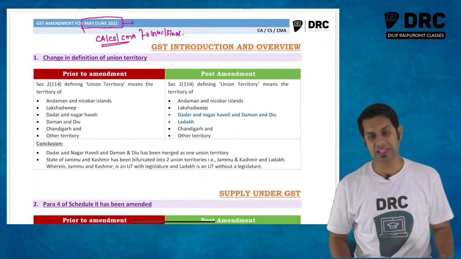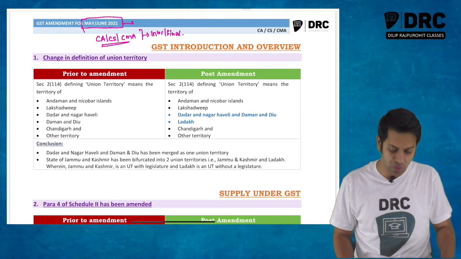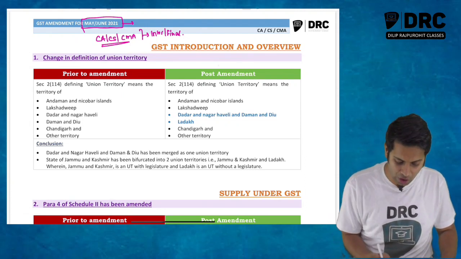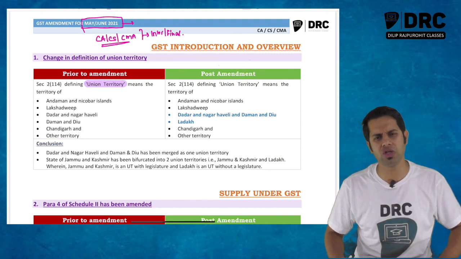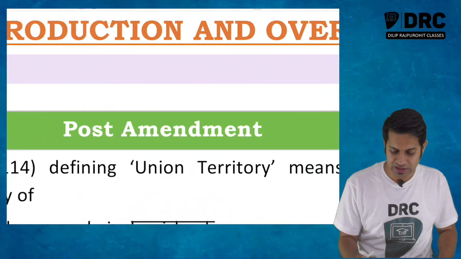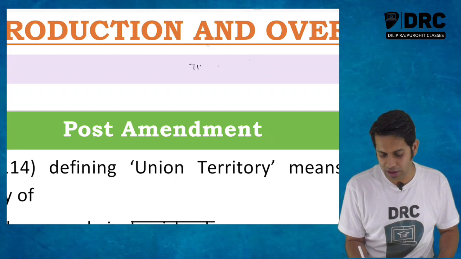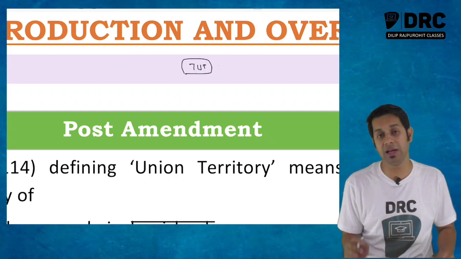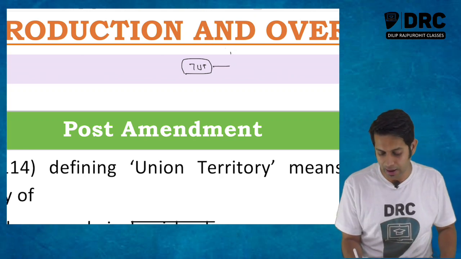First amendment is with regard to the first chapter, GST introduction and overview. They have changed the definition of union territory, a small amendment. Now, in India, if I ask you how many union territories there are, you will tell me there are totally 7 union territories, correct? This is what you have learned from long back.